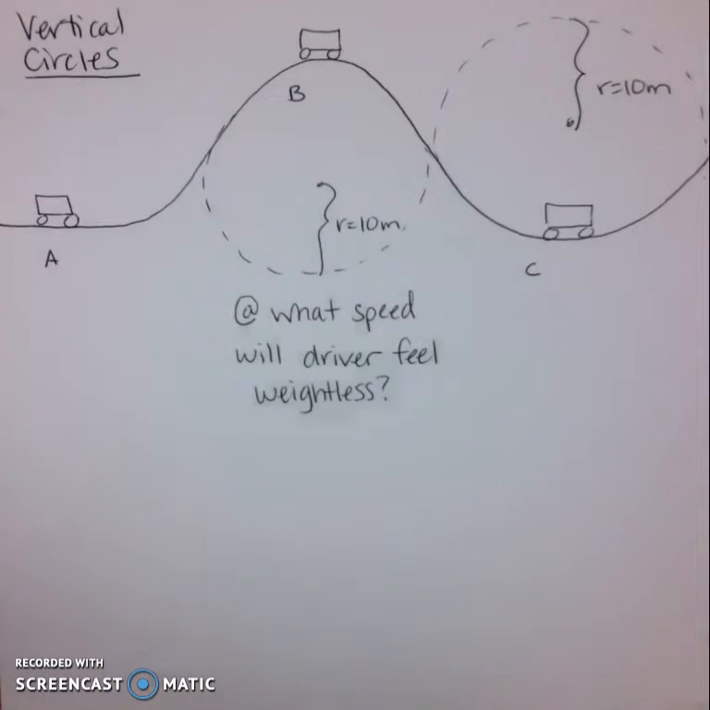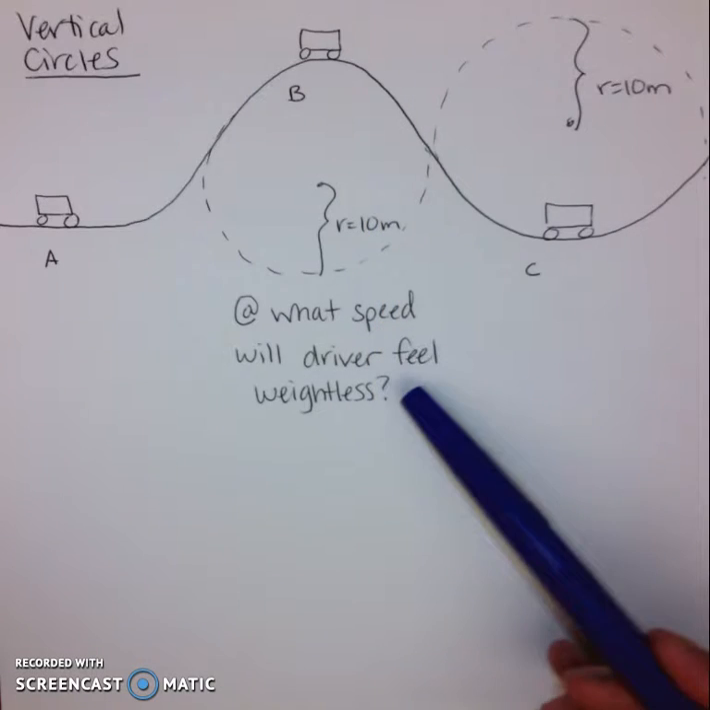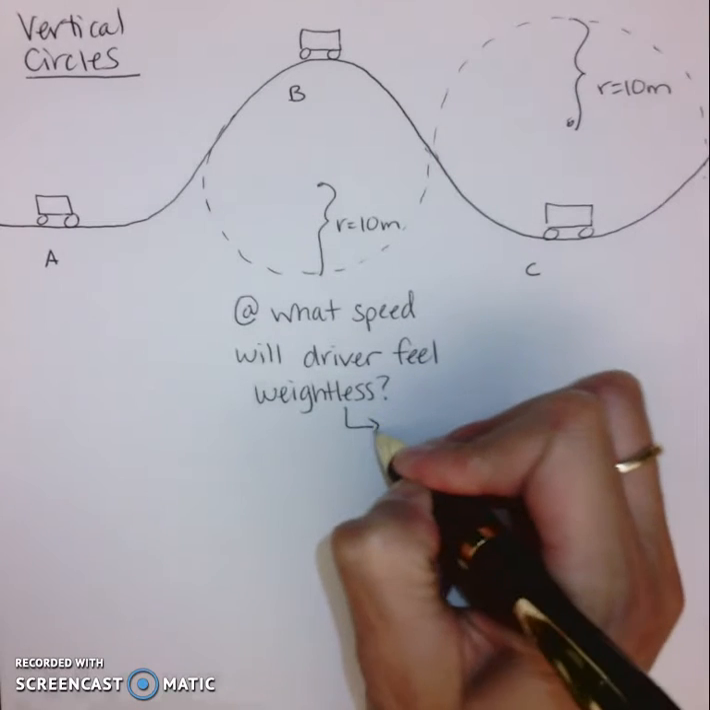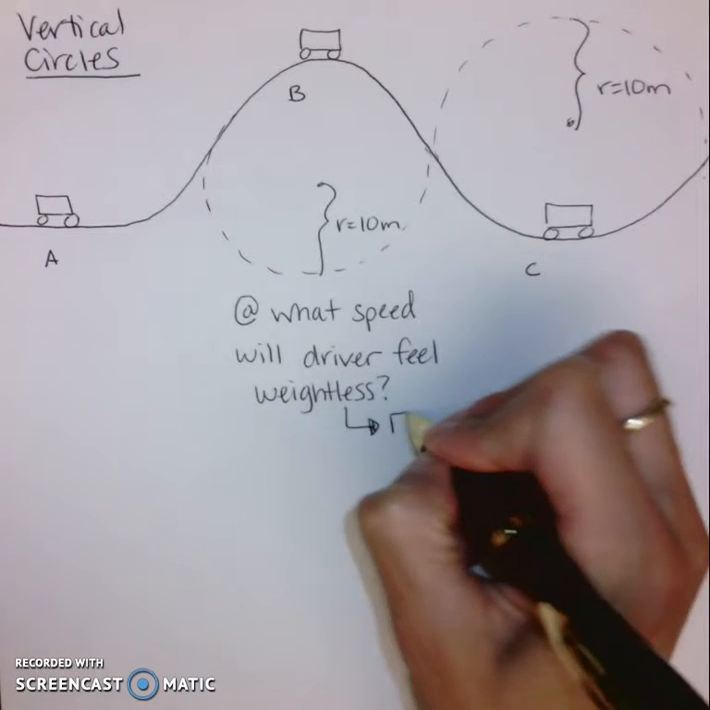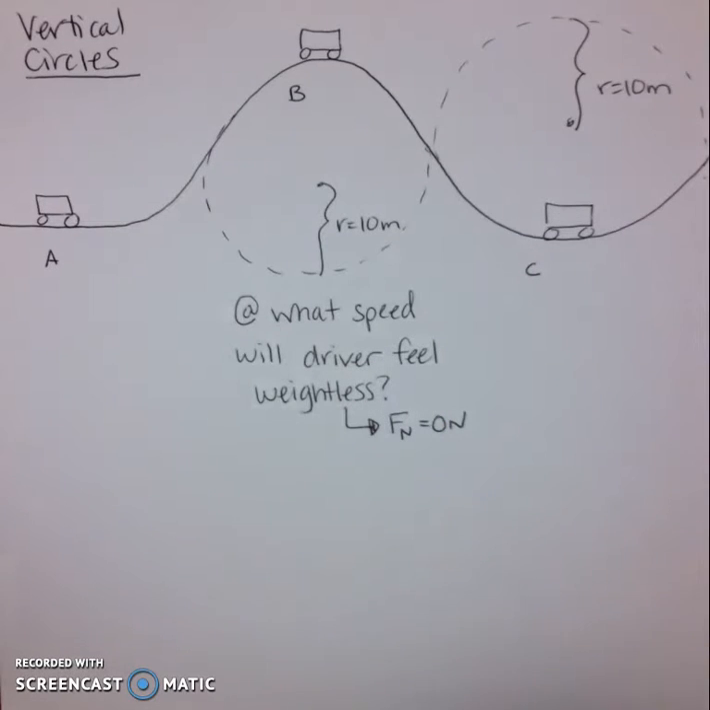What I would like to find out is at what speed does the driver need to move at point B so that the driver feels weightless. Now that is code in physics talk for Fn to equal 0 newtons. Because Fn is your apparent weight. It's how much you feel. And so if you want to feel weightless, then you would want your weight to feel as if it was 0. Okay? So here's how we do that.